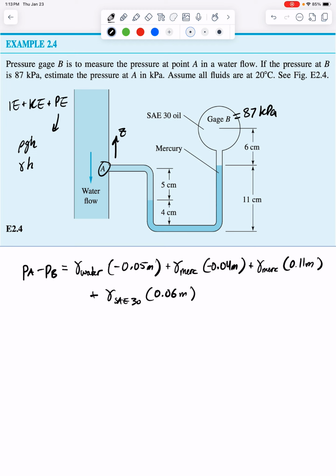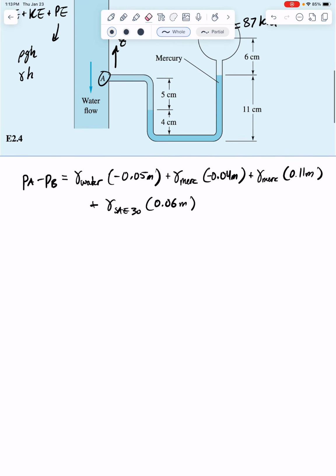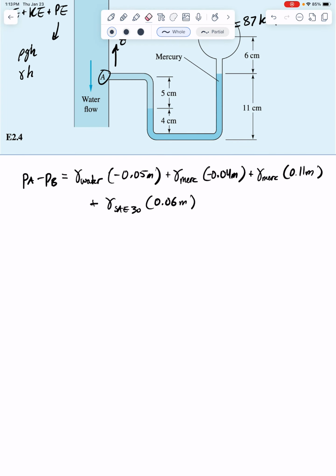So that's how I saw it. I always saw it as moving down is negative, moving up is positive. And this convention works if we do initial minus final location. Okay, so I have all my terms. I want to solve for PA.